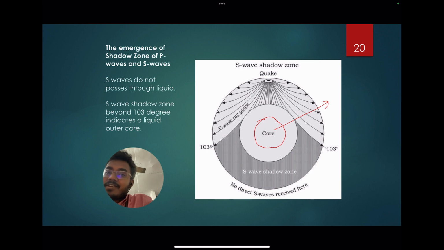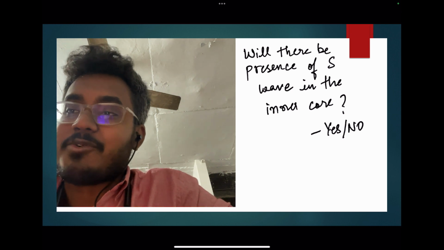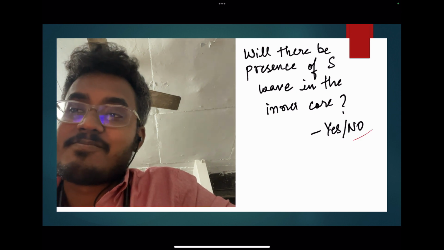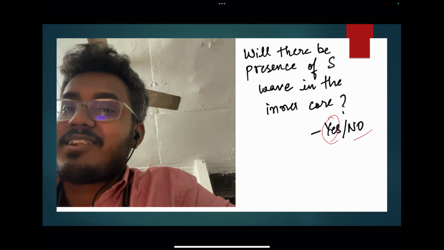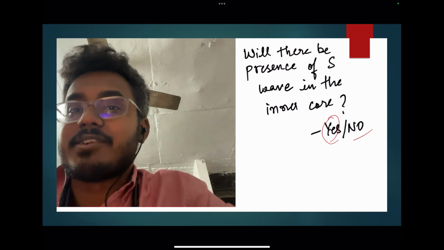Common sense says that when it could not enter into the outer core, how can it be found in the inner core? So we would say no, it won't be found. But unfortunately, the answer is yes. There will be some S waves in the inner core.